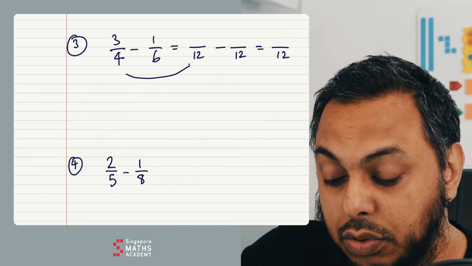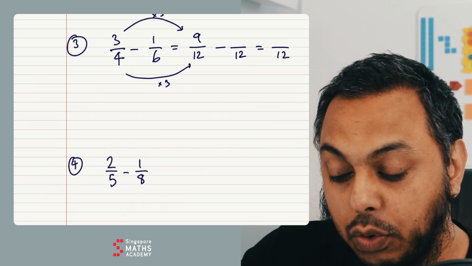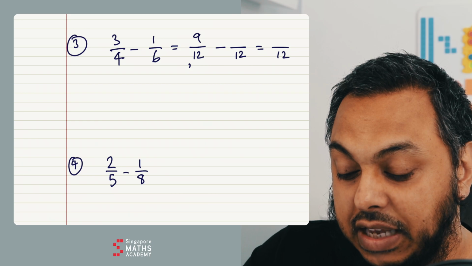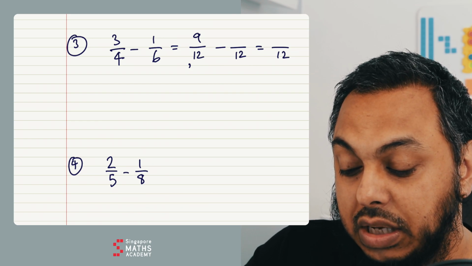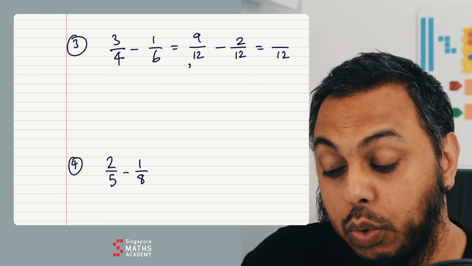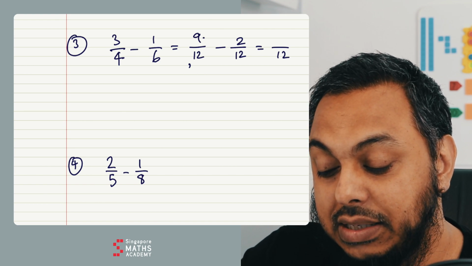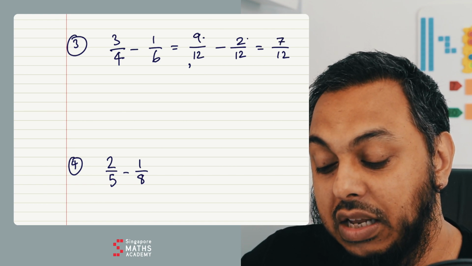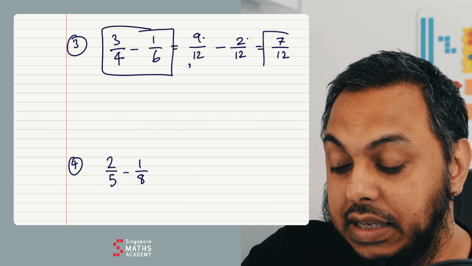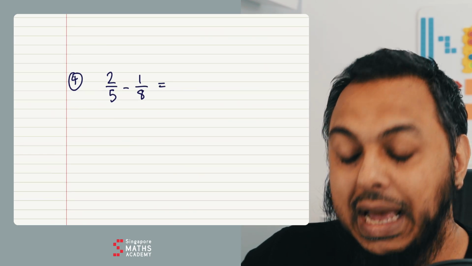3/4, 4 times 3 is 12. And so 3 times 3 is 9. And so I get 3/4 is equivalent to 9/12, and 1/6, 6 times 2 is 12, so 1 times 2 is 2. 1/6 is equivalent to 2/12, and therefore now I can do 9 take away 2 is 7, and this is going to leave us with 7/12. So 3/4 take away 1/6 is equal to 7/12. Does that make sense? Have a go at the last question, and then you can have a go at all the questions below.